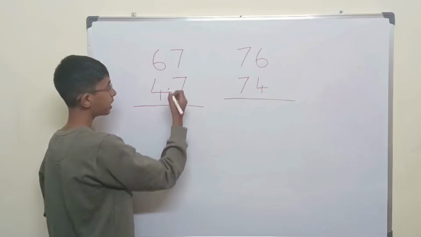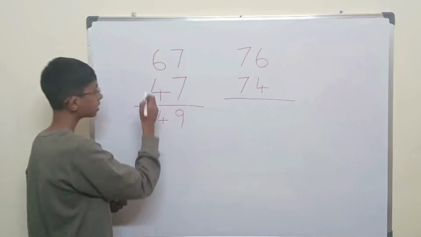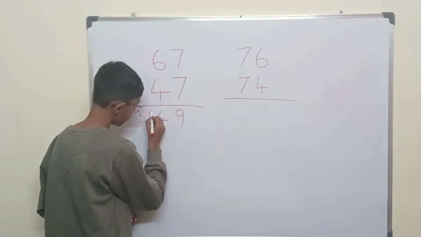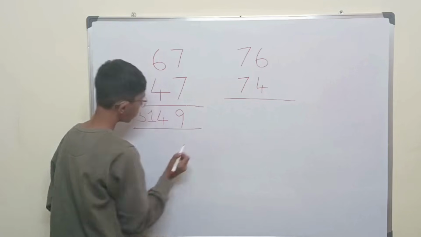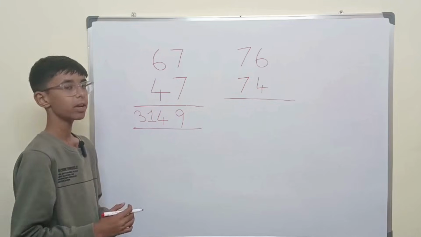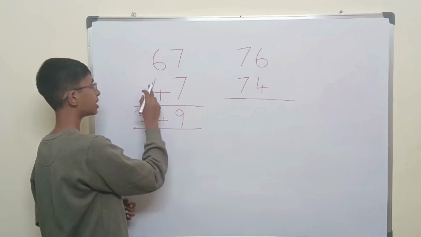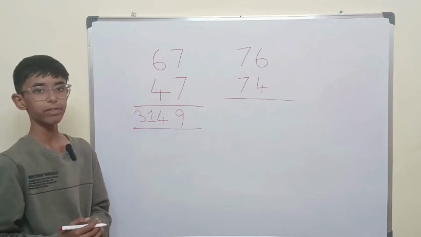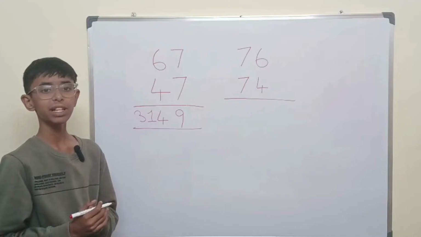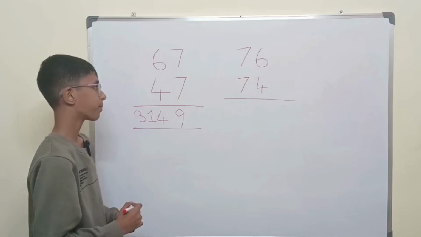For example, 7 into 7 is 49, and 6 into 4 is 24, plus 7 is 31. Here, I added 7 to 24 because we have to add the number that is repeated. So, if you multiply 67 and 47, the answer you will get is 3149, that is 3149. You can check the answer using a calculator or by multiplying by your method.